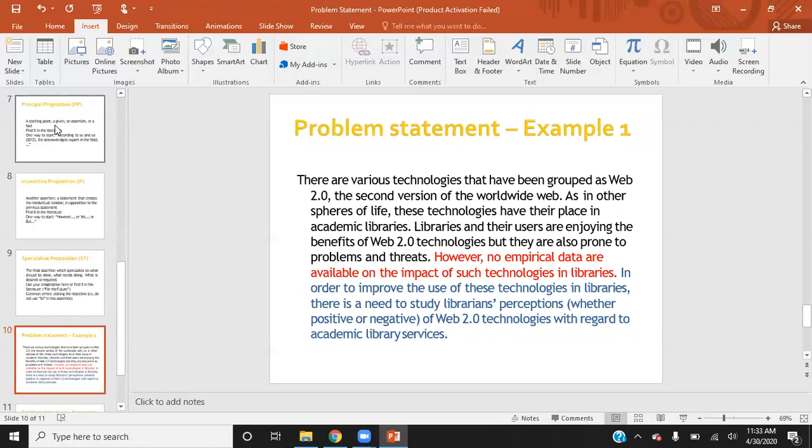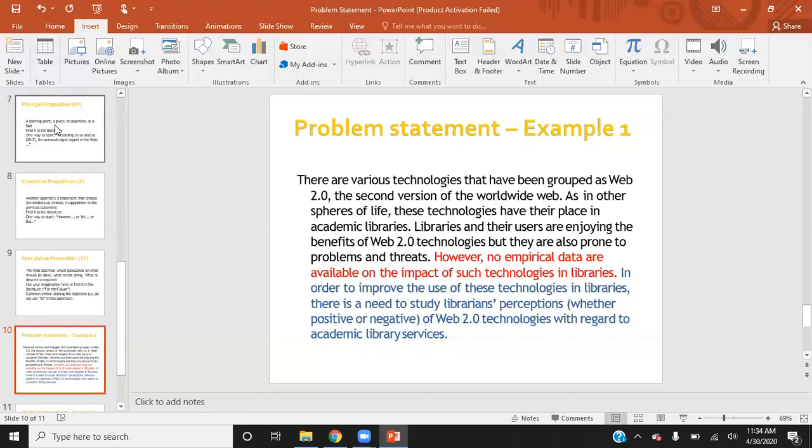So they are identifying a problem, but they're saying that no empirical data are available on the impact of such technologies in libraries. So this is what is missing, and what needs to be done about it is that, in order to improve the use of these technologies in libraries, there is a need to study librarians' perceptions, whether positive or negative. Obviously we don't know what it is going to be, so we're going to go and find out with regard to academic library services.